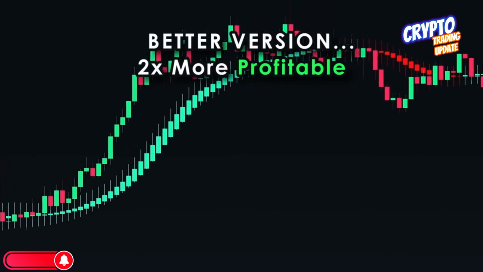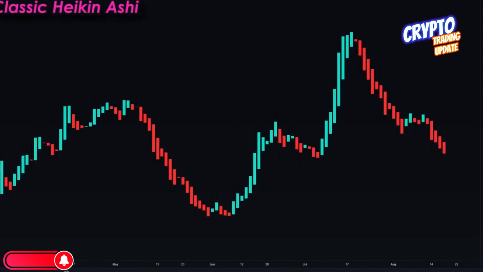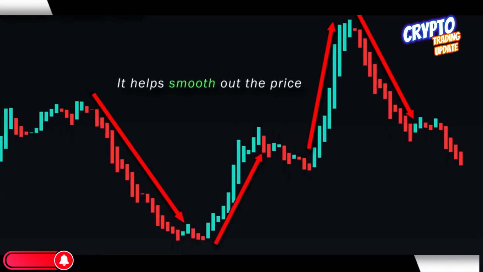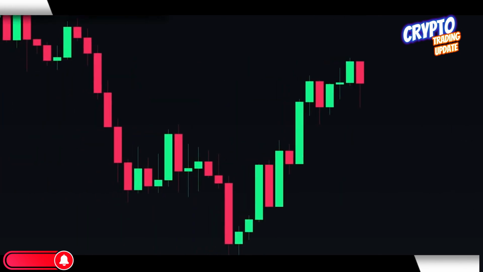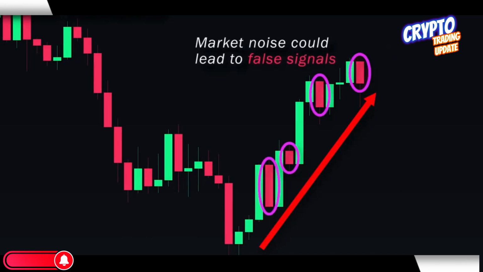I'm going to show you what the indicator is and how you can use it. So first, let's look at the classic Heikin Ashi. As you can see, the way it works is that it helps smooth out the price by replacing your traditional candlestick chart with a Heikin Ashi chart, making it easier for traders to analyze the overall trend. Like in this example. Here in this traditional candlestick chart, notice that there's a lot of market noise in this upwards price movement which could lead to false signals.